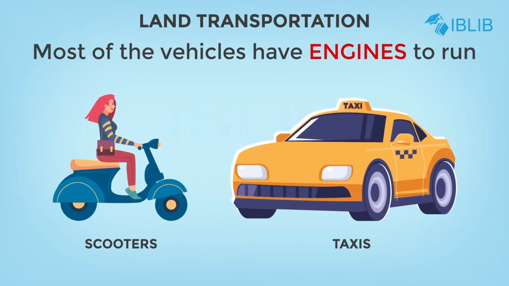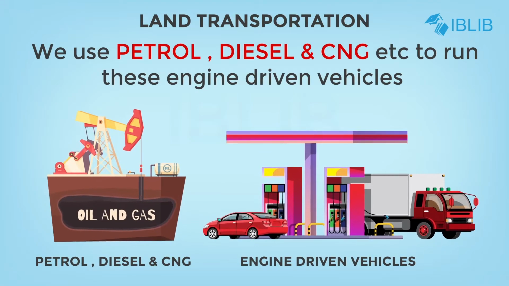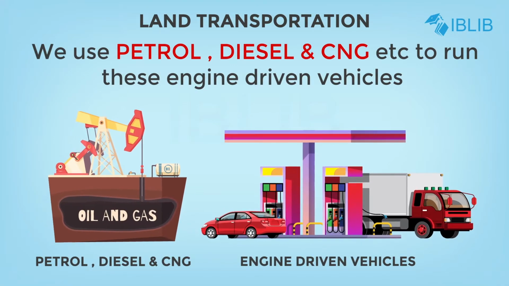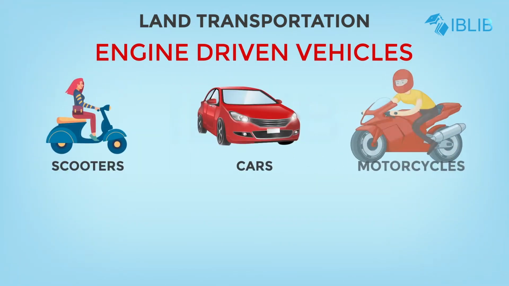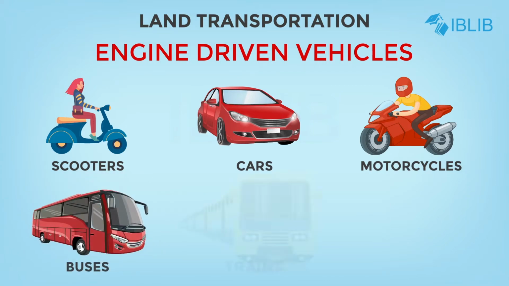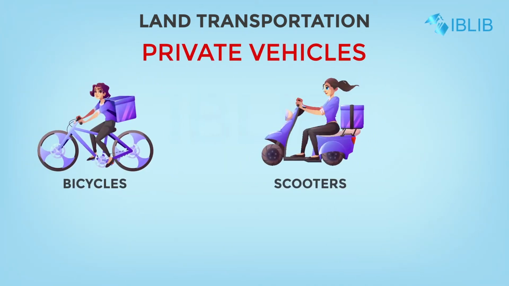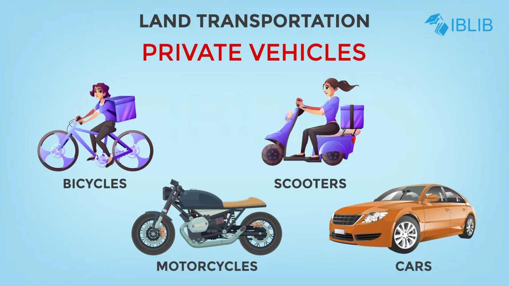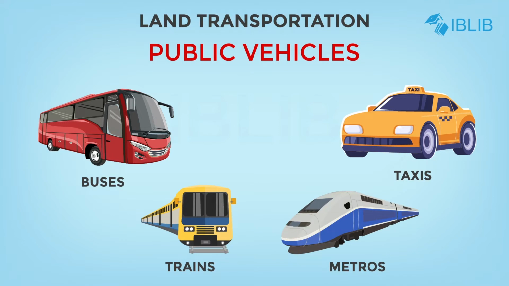Most of the vehicles have engines to run. We use petrol, diesel, CNG, etc. to run these engine-driven vehicles. Scooters, cars, motorcycles, buses, trains, airplanes, etc. are engine-driven vehicles. Bicycles, scooters, motorcycles, and cars are the private vehicles, while the buses, taxis, trains, metros, these are public vehicles.